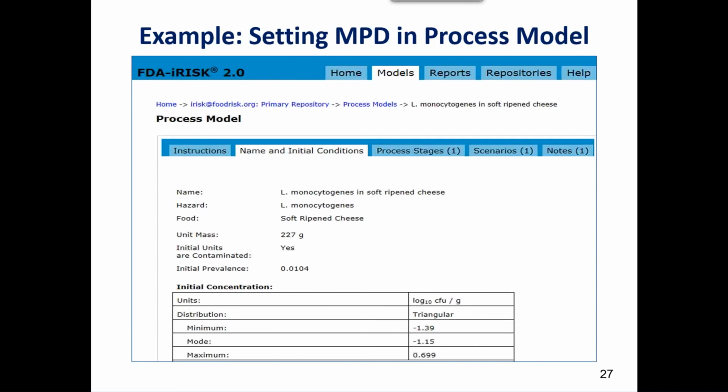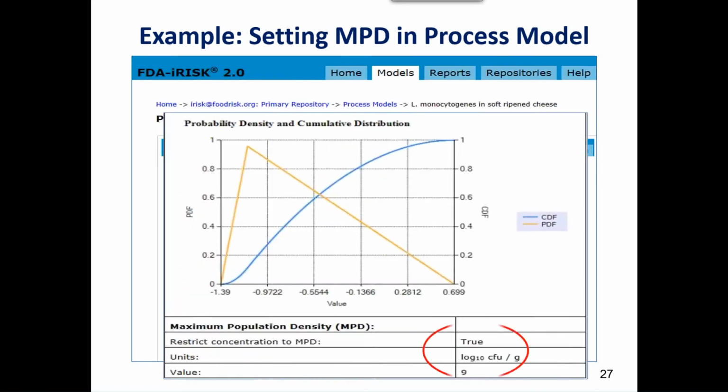You don't see it in this screen, but later on we also include in the process model a consumer storage step where growth occurs. So we set the MPD to 9 log at the beginning of the process model so that at a later step, if the concentration due to growth exceeds the maximum population density, then FDA-iRISK will automatically limit the concentration to 9 log. This feature can be used to limit growth to reflect generally accepted maximum population of a pathogen in food that supports its growth. I think I have an example here to see the actual implementation of how to set that up. Setting MPD is also a process type.